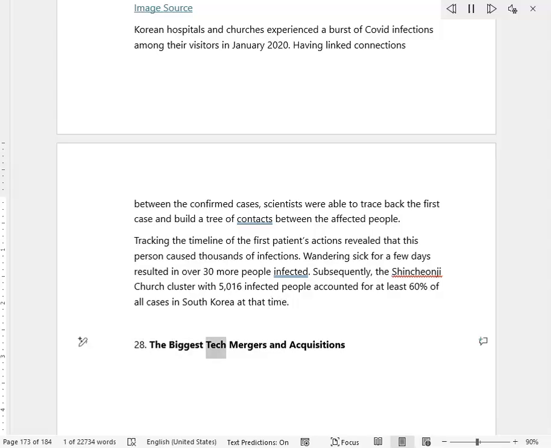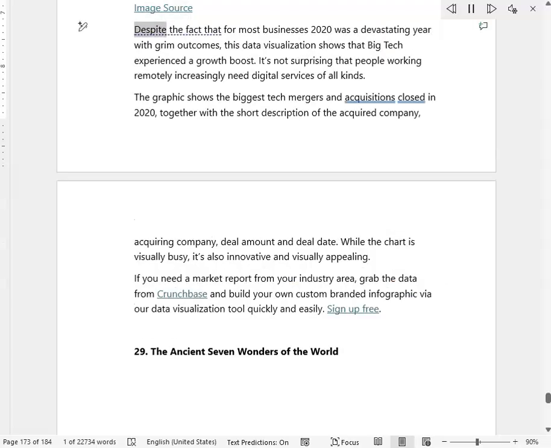28. The biggest tech mergers and acquisitions. Image source. Despite the fact that for most businesses 2020 was a devastating year with grim outcomes, this data visualization shows that big tech experienced a growth boost. It's not surprising that people working remotely increasingly need digital services of all kinds.